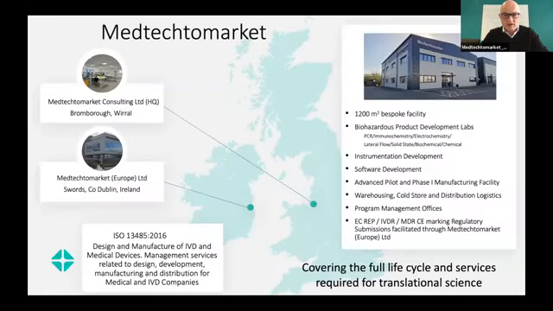Just quickly about Medtechtomarket before I get into the detail. We're based up in the northwest, near Liverpool, and we also have offices in Ireland that will allow us to do the regulatory submissions for European Union and do our own EC representation. Within the UK, within our head office up in the Wirral, we have all of our development labs, biohazardous production labs, as well as development labs, warehousing, etc.